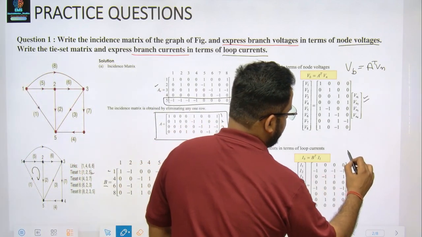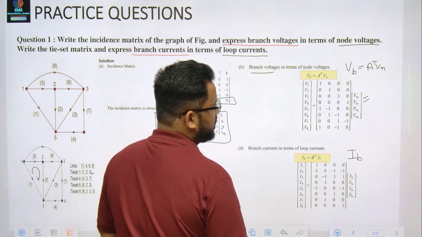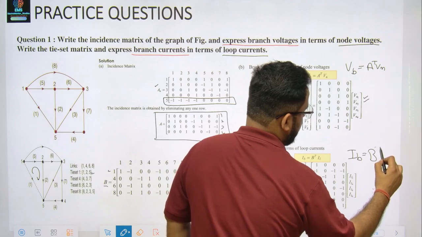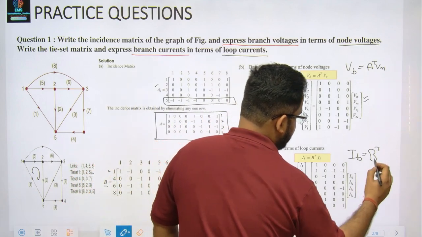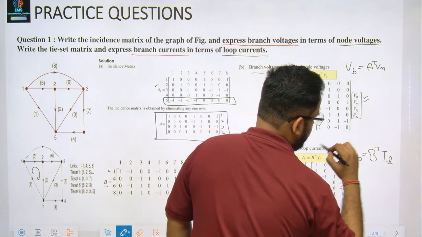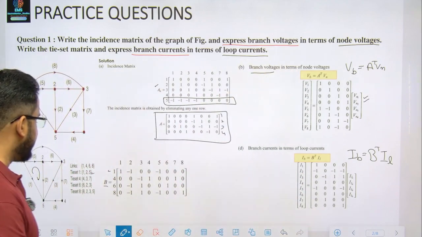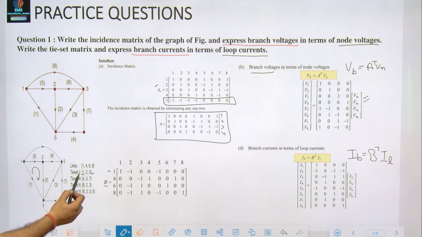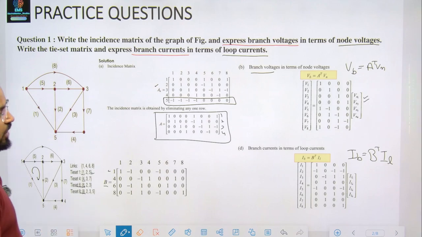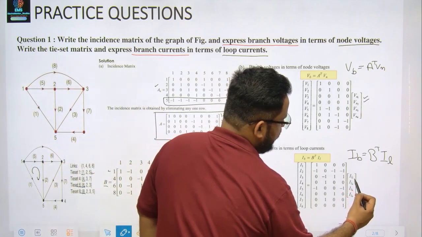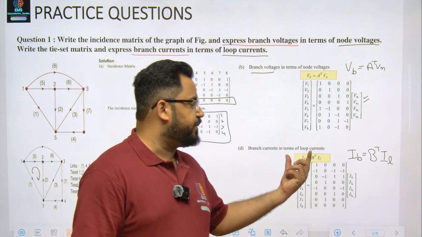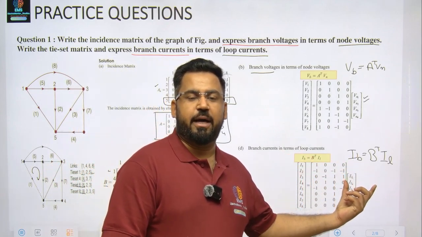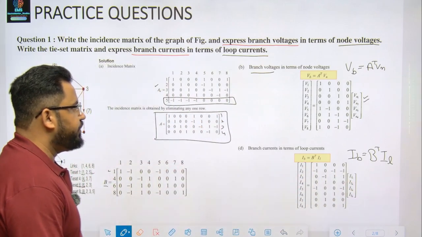Now, using the equation, IB, that is my branch current, is nothing but the transpose of my tie set matrix into my loop current. So how many tie sets are there? 1, 2, 3, 4. That is tie set 1 made with link 1, then link 4, link 6, and link 8. So I have labeled them IL1, IL4, IL6 and IL8. In this way I'm expressing my branch current in terms of my loop current. So you can take the screenshot.